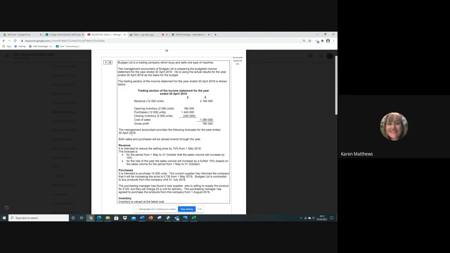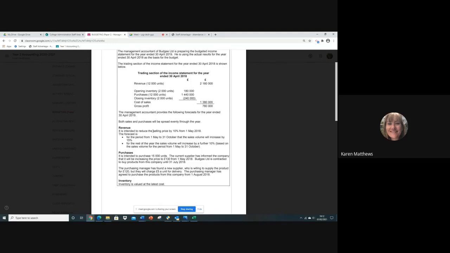So it says there that the management accountant provides the following forecast for the year ended 30th of April 2019. It says that both sales and purchases will be spread evenly through the year. So revenue: it's intended to reduce the selling price by 10% from the 1st of May 2018. Well, the selling price was 180, so we need to knock £18 off that to come up with the new selling price. So by my reckoning, that's going to be a selling price of 162.